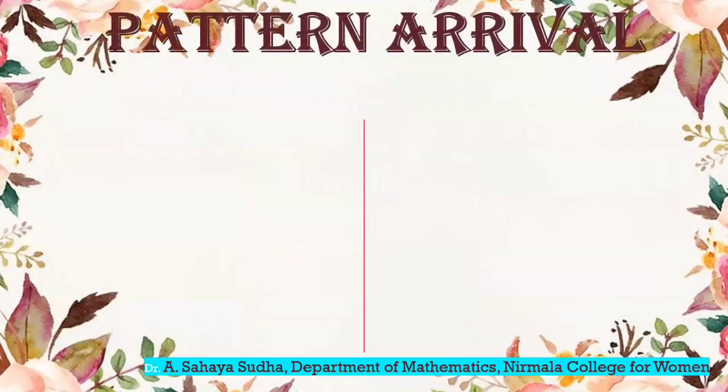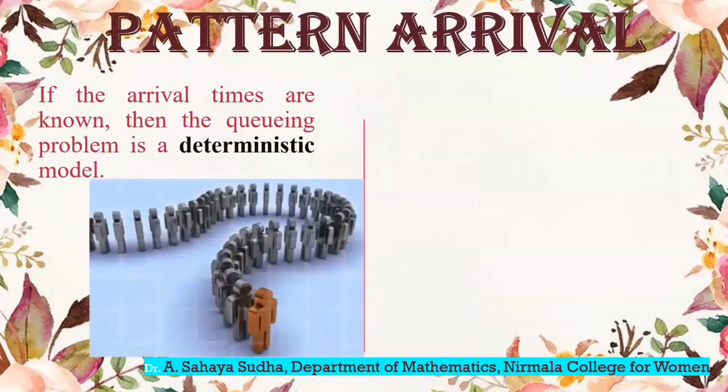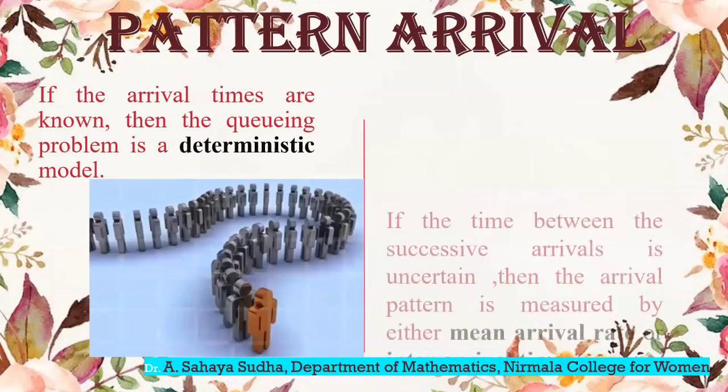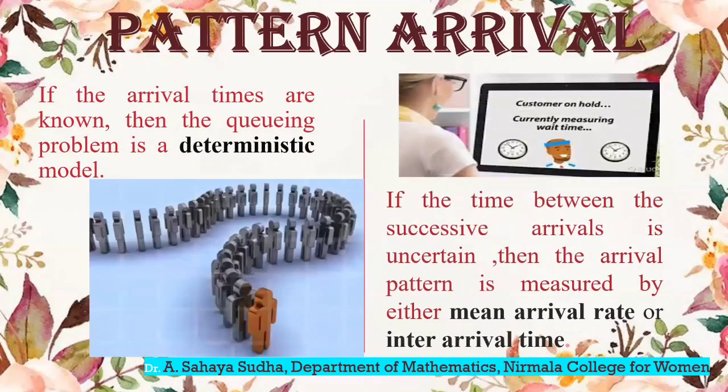Next, pattern of arrival. If the arrival times are known, then the queuing problem is a deterministic model. If the time between successive arrivals is uncertain, then the arrival pattern is measured by either mean arrival rate or inter-arrival time.